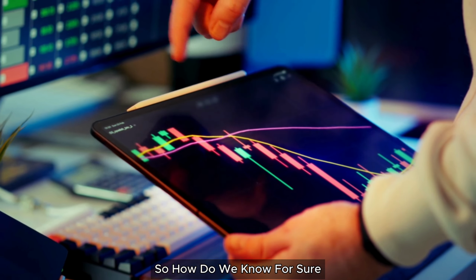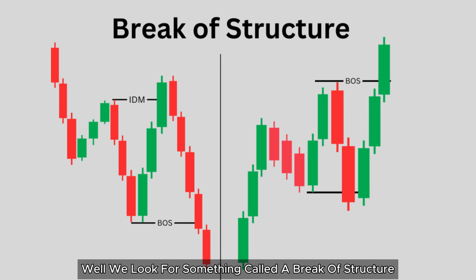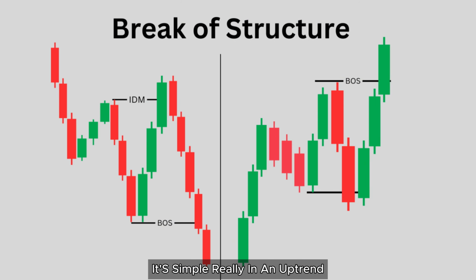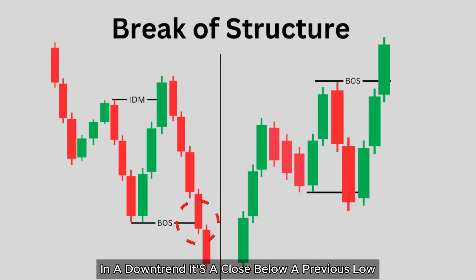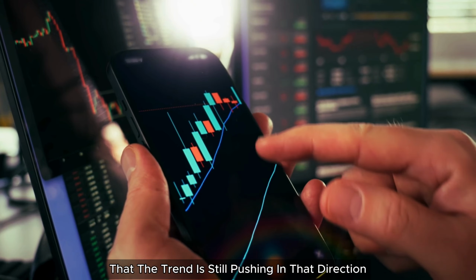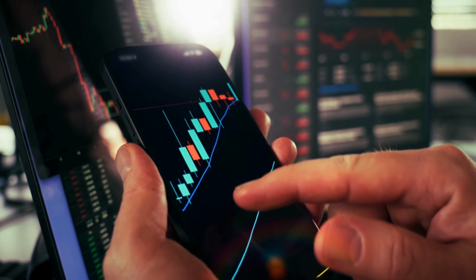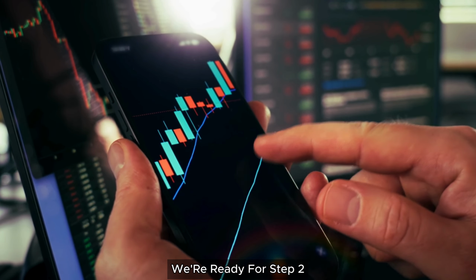So how do we know for sure what the trend is on that higher time frame? Well, we look for something called a break of structure. It's simple, really. In an uptrend, it's when the price closes above a previous high. In a downtrend, it's a close below a previous low. This isn't just a guess, it's a clear confirmation that the trend is still pushing in that direction. Okay, so once we've established our bias on that higher time frame, we're ready for step 2.